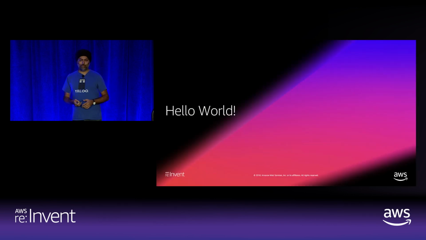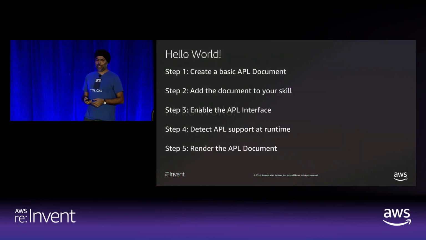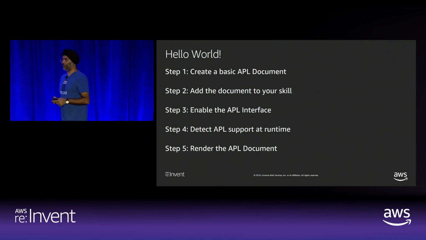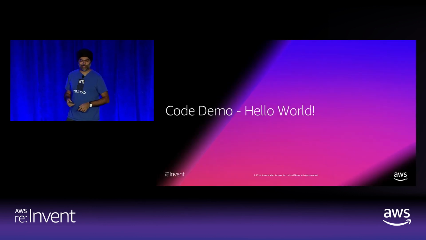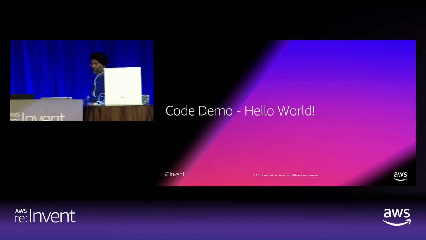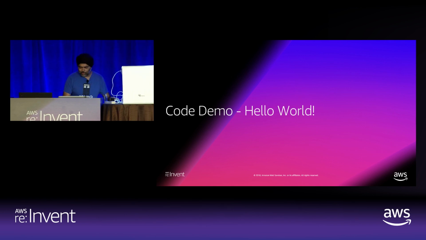So, hello world. Every technology has to have a hello world. I will try not to bore you too much, but hello world gives me the opportunity to do a bunch of things. It lets me show you how to create a basic APL document, how to get it into your skill, enable the APL interface, detect APL at runtime, and then render the APL document. We'll look at a much more complicated layout right after this. All right. First demo.